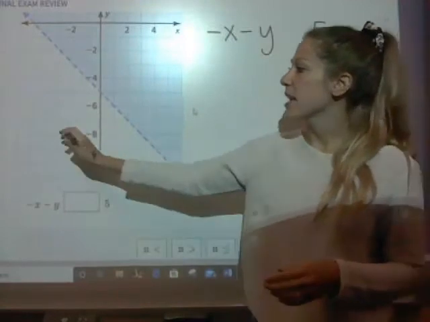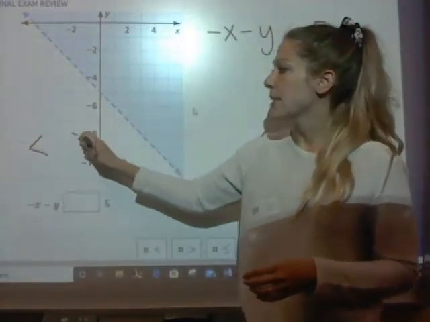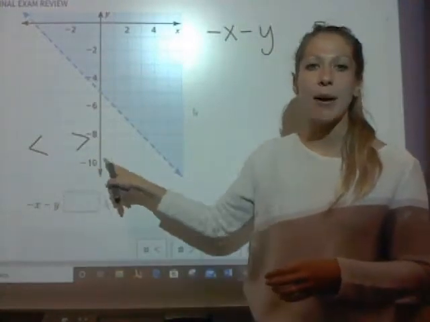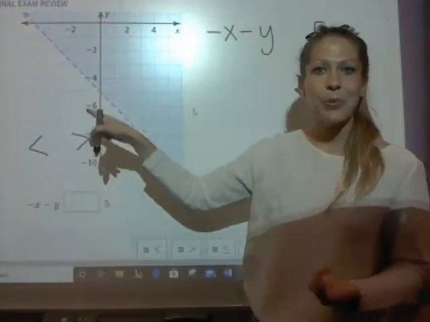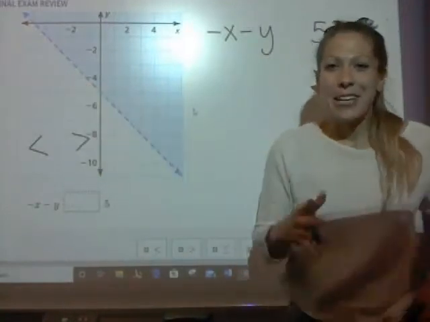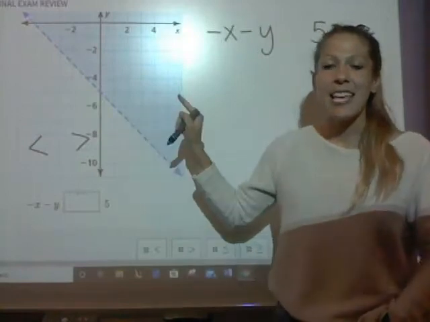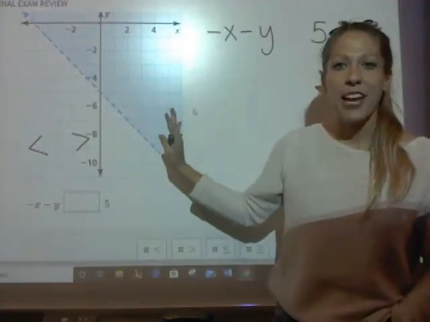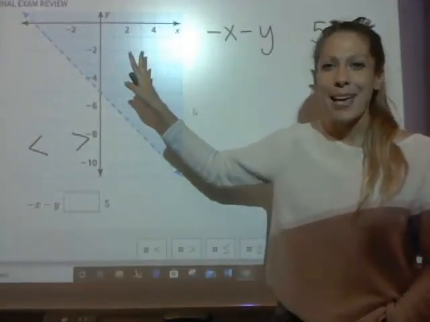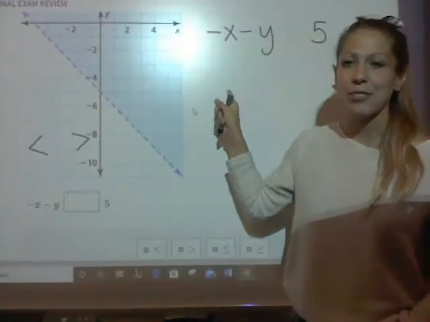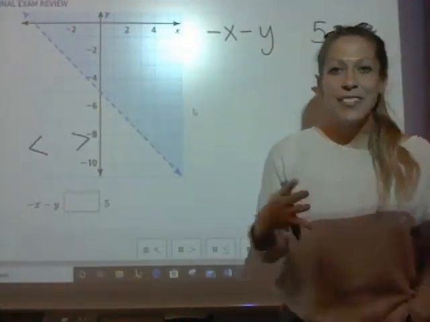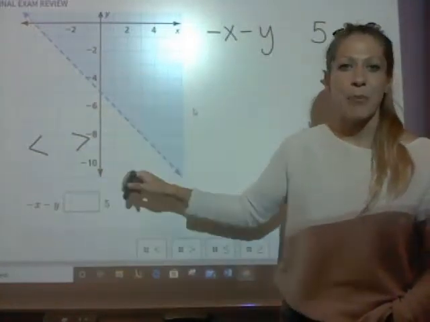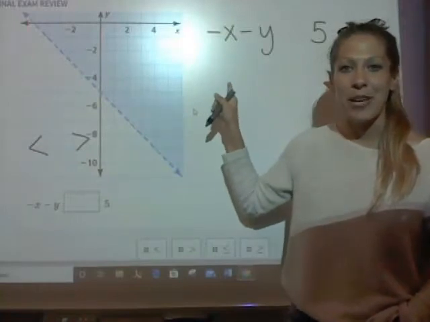So it's either going to be a less than sign or a greater than sign, but it cannot be equal to, because equal to would have been a solid line. Now here's where it gets tricky. I look at this and immediately I assume that this is a greater than sign because we shaded above. The problem is they didn't write the equation in slope-intercept form. If it's in slope-intercept form, that's all you have to do. If it's above, it's greater than. If we shaded below, it's less than. But this isn't slope-intercept form.